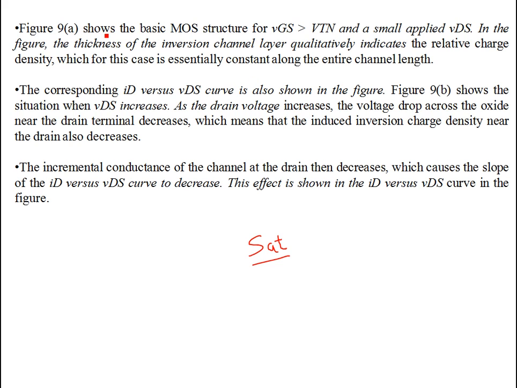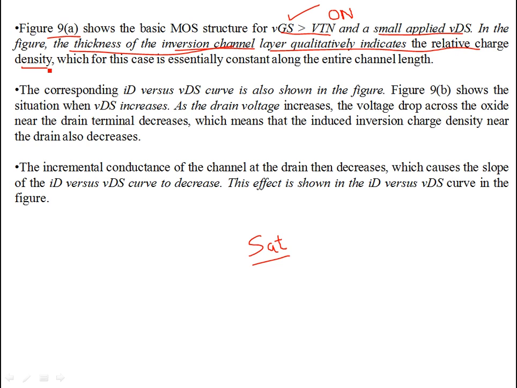Now if you have turned on the transistor, you have the inversion layer, which means the establishment of the channel. Then a small applied drain to substrate voltage, drain voltage, is shown in figure 9a. The thickness of the inversion channel, which exists because of this condition, qualitatively indicates the relative charge density.